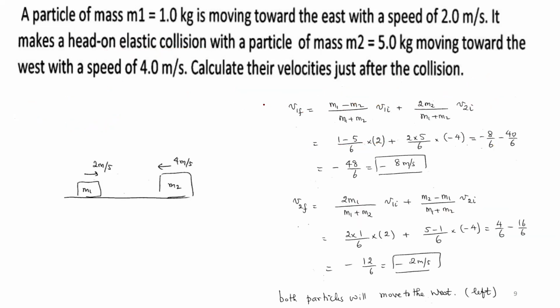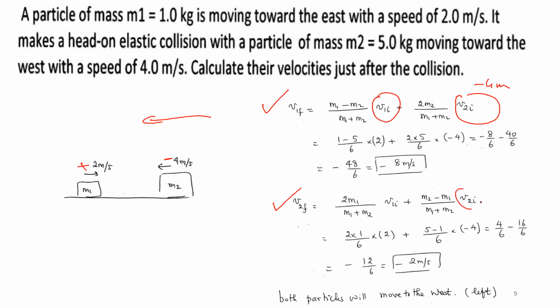So this is in the formula sheet. This is the final velocity for particle 1, and this is the final velocity for particle 2. You do the calculation. Be careful. This is plus 2, but this one is minus 4, because it's moving toward the west. Okay, it's moving in the negative direction, as you can see. So it's minus 4. This is plus 2.